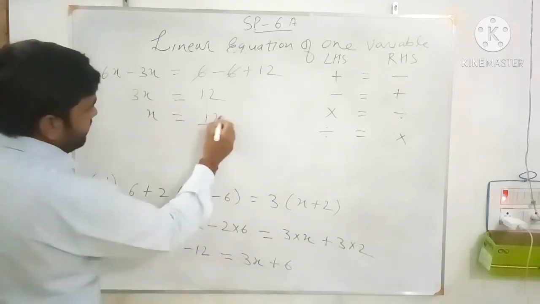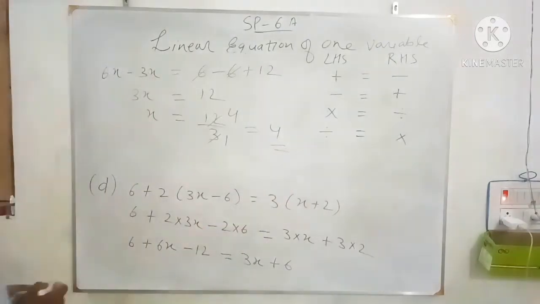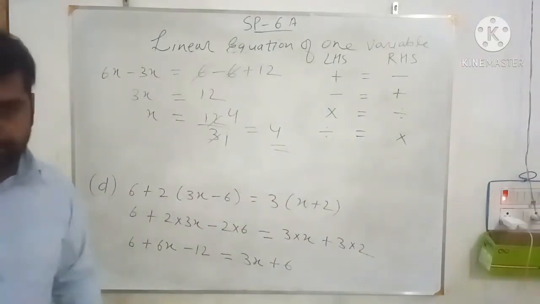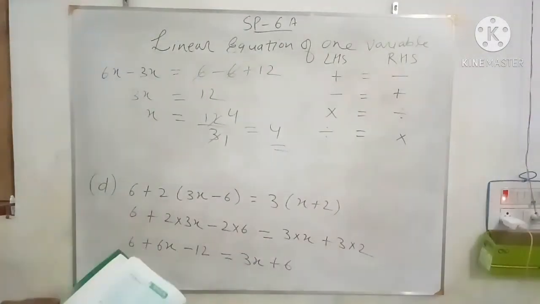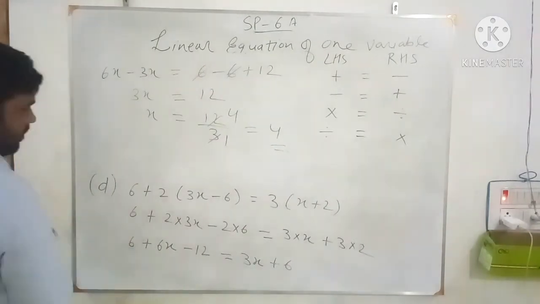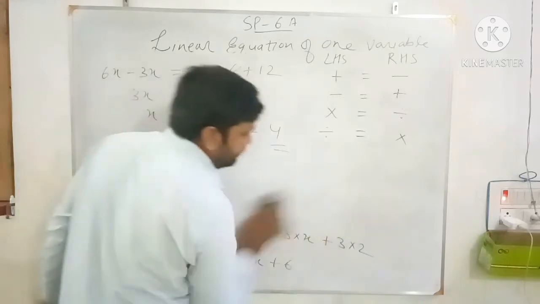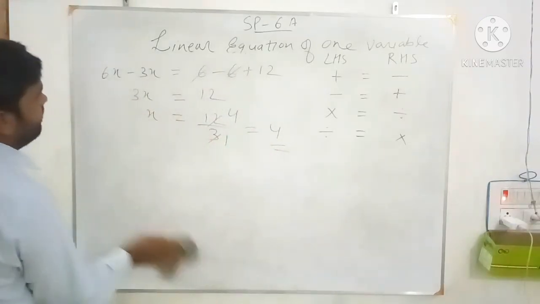So 3 1s are 3, 3 4s are 12. So the value of x is 4. That we got. Now this E and F is the homework. Now we will do the last question 5. Last question of self practice 6A, 5 that I will do.